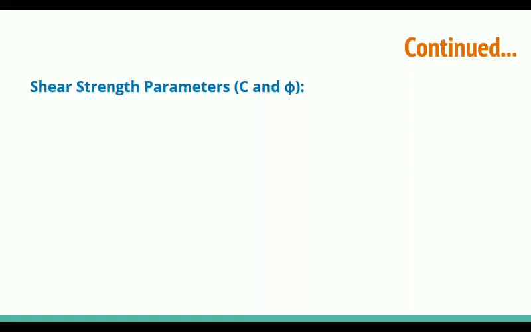So are you getting my point? In the whole apparatus there are 3 readings you have to take: 3 dial gauge readings. The first dial gauge, which is fixed on the proving ring, gives us the shear load. The second dial gauge reading gives us the horizontal, or lateral, displacement. The third dial gauge reading gives us the vertical displacement.